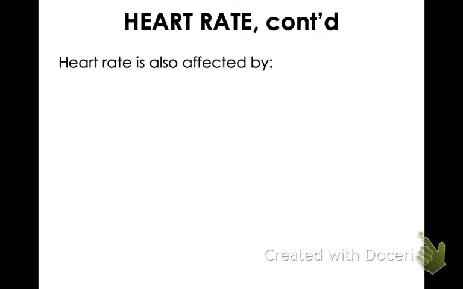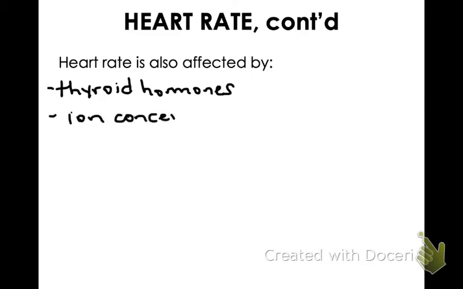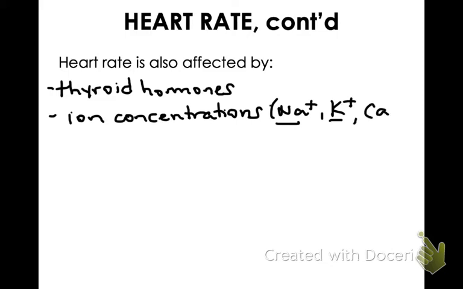All right, heart rate continued. What else is heart rate affected by? Well, heart rate could be affected by hormones. Some hormones that affect it are thyroid hormones. There's one called norepinephrine that also affects it. Ion concentrations. If you have too high or too low of ion concentrations, that can affect your heart rate. Some ions that are super important in muscle contraction and nerve messages are sodium, that's your Na, potassium, that's K, and calcium, which is Ca.